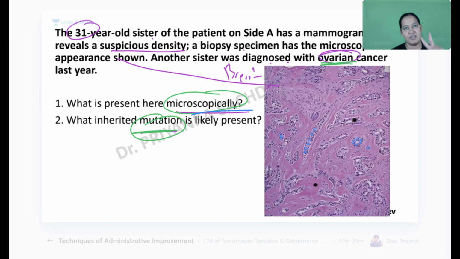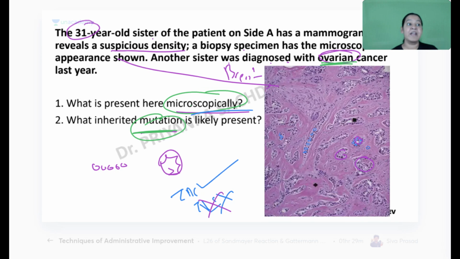Which type of breast cancer? There are two types, ductal and lobular. Invasive ductal, IDC, or invasive lobular. It is invasive ductal type. It is not invasive lobular type. In invasive lobular type, you have a typical feature known as the Indian file pattern, in which tumor cells are arranged in a train, one behind the other. They are not arranged in glandular form. Here I can see tumor cells arranged in glandular forms also.